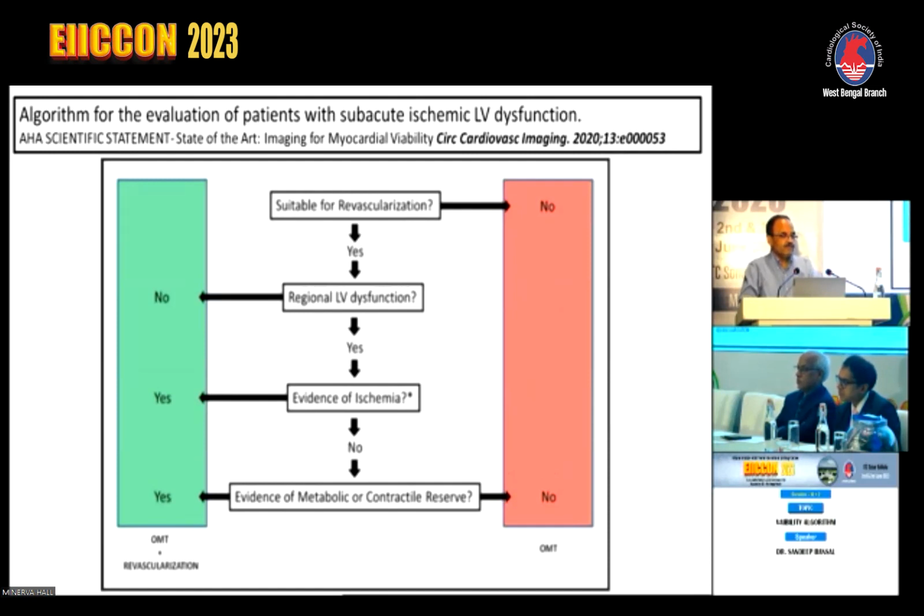If the patient is not suitable for revascularization, anyway, he's out. If he is suitable for revascularization, does he have any regional dysfunction? If he has regional dysfunction, test for ischemia. And if that is not present, test for metabolism or contractile reserve. And these are the patients who will benefit from revascularization.